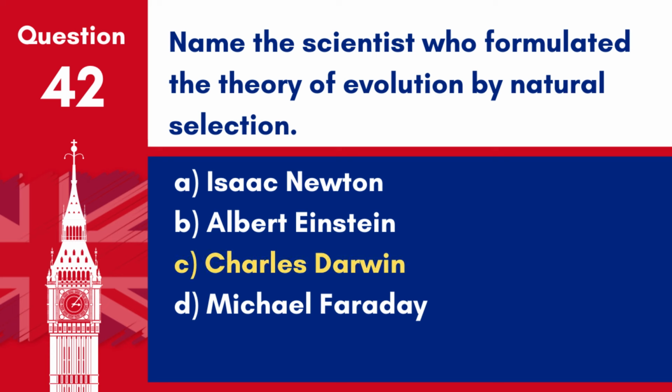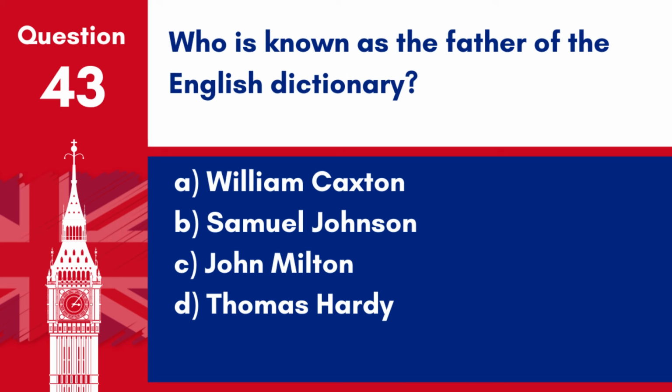Answer: C. Charles Darwin. Charles Darwin is the scientist credited with formulating the theory of evolution by natural selection. Question 43. Who is known as the father of the English dictionary? A. William Caxton. B. Samuel Johnson. C. John Milton. D. Thomas Hardy.